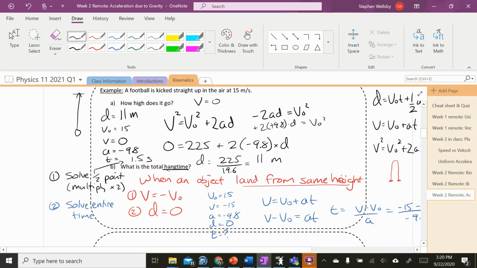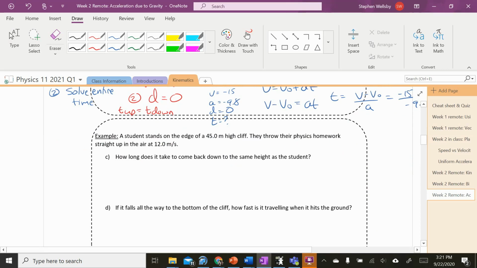Because again, the T up equals the T down. If it takes 1.5 seconds to get up, it's going to take 1.5 seconds to get down.